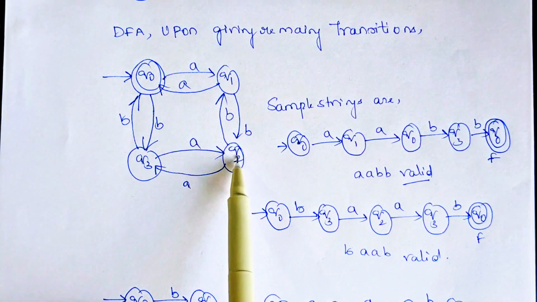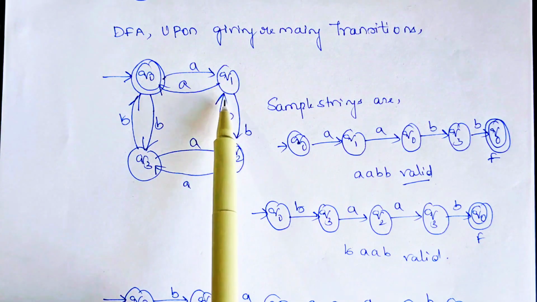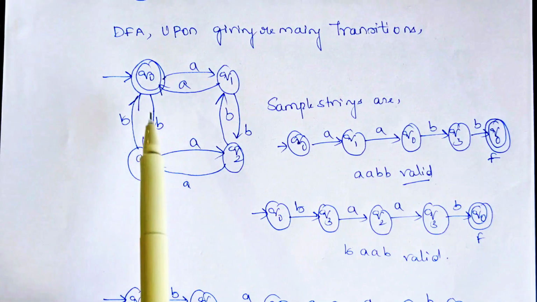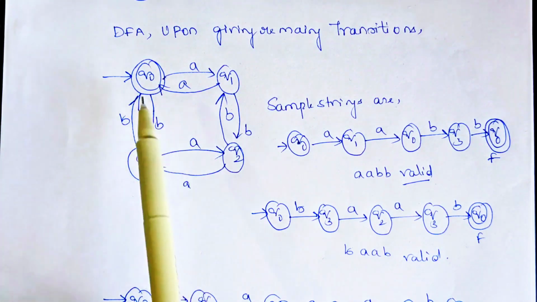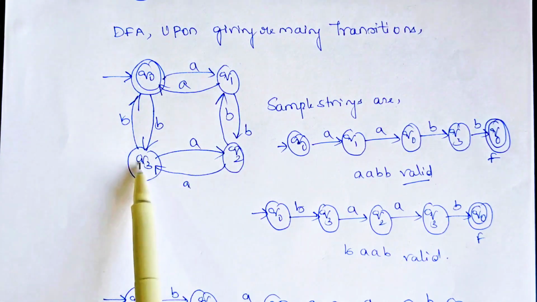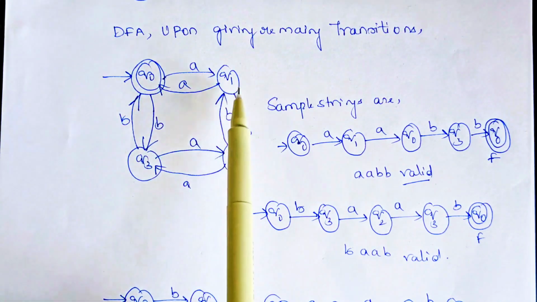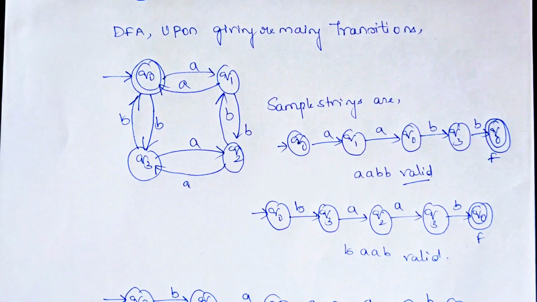And Q2 on A is already processed. Remaining is Q2 on B. We are connecting it to Q1. Similarly, Q3 on B is already completed. Remaining is Q3 on A. We are connecting it to Q2. So in this automata, we observe that an even number of A's and an even number of B's are processed through the initial state Q0 and the final state Q0.